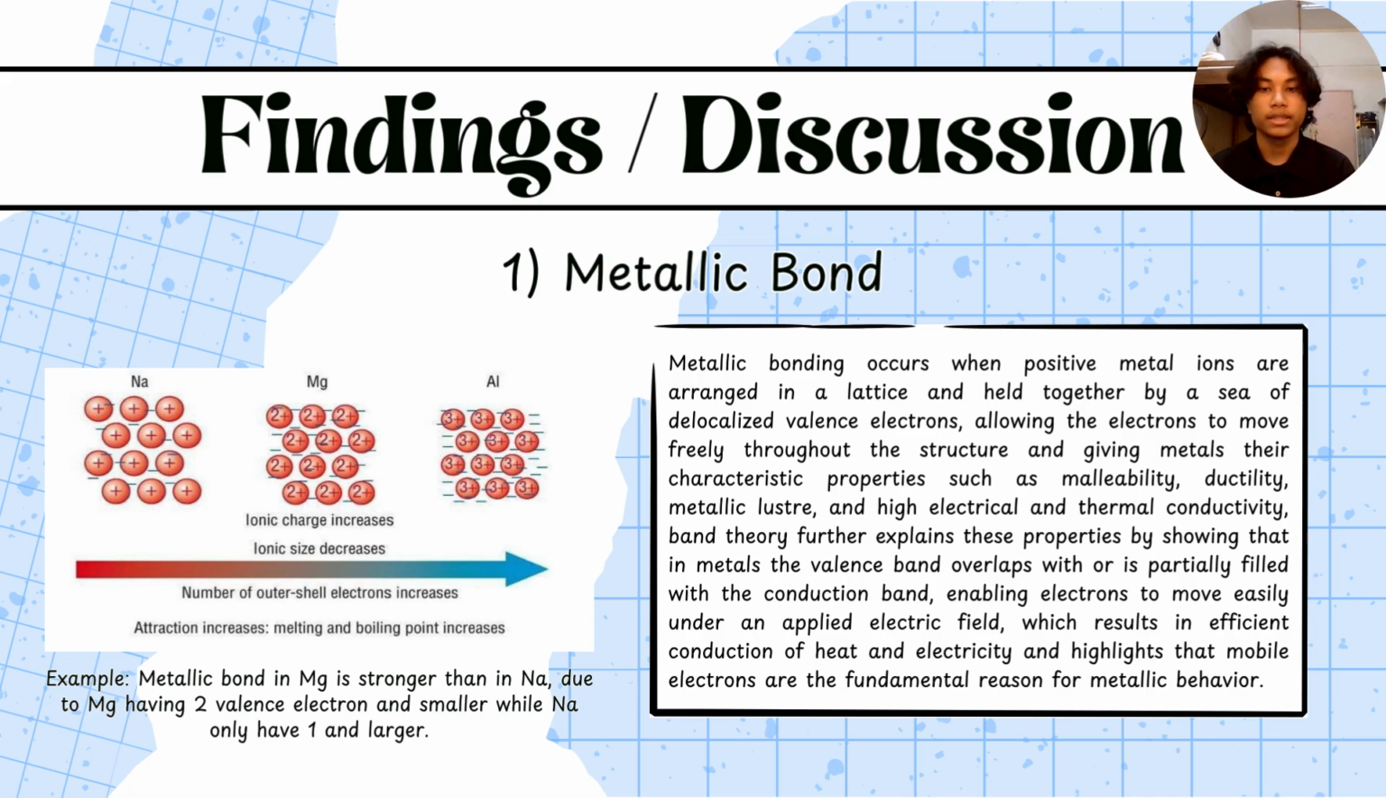For the example, the metallic bond in magnesium is stronger than in sodium due to magnesium having two valence electrons and being smaller, while sodium only has one.